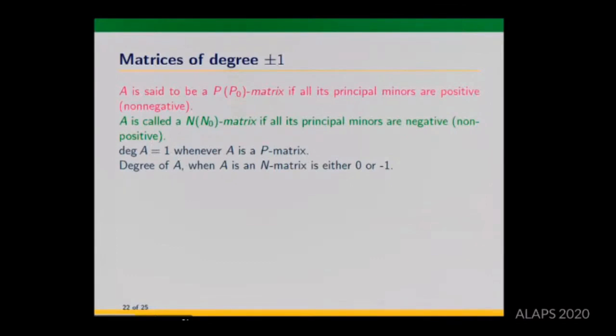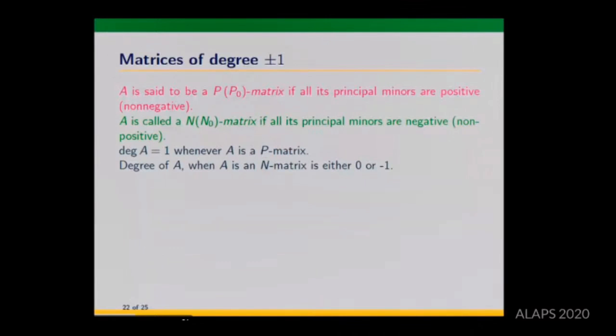A matrix is said to be a P or P naught matrix if all its principal minors are positive or non-negative. Even the definition is just for checking whether the principal minors are positive or non-negative, but there is no satisfactory way to check whether a matrix is P or P naught. It is still unsolved. There is no satisfactory algorithm for this.